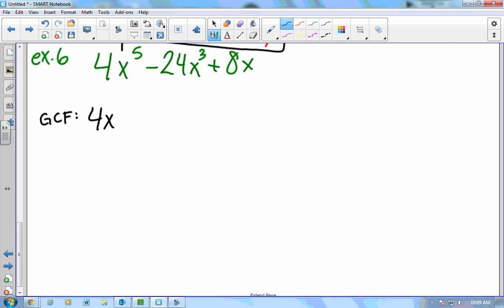Okay, so what we're going to do is divide every term by 4x. And I think it's even helpful to write these. Divide, divide, divide. So that we get the factored form.